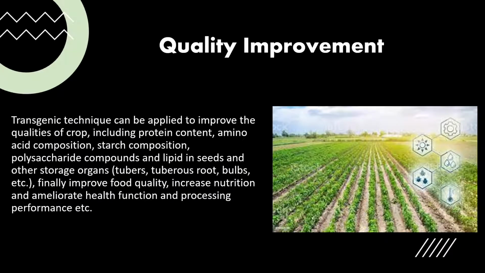Quality improvement. Transgenic technique can be applied to improve the qualities of crops, including protein content, amino acid composition, starch composition, polysaccharide compounds, and lipids in seeds and other storage organs, tubers, tuberous roots, bulbs, etc. Finally, it improves food quality, increases nutrition, and ameliorates health function and processing performance, etc.